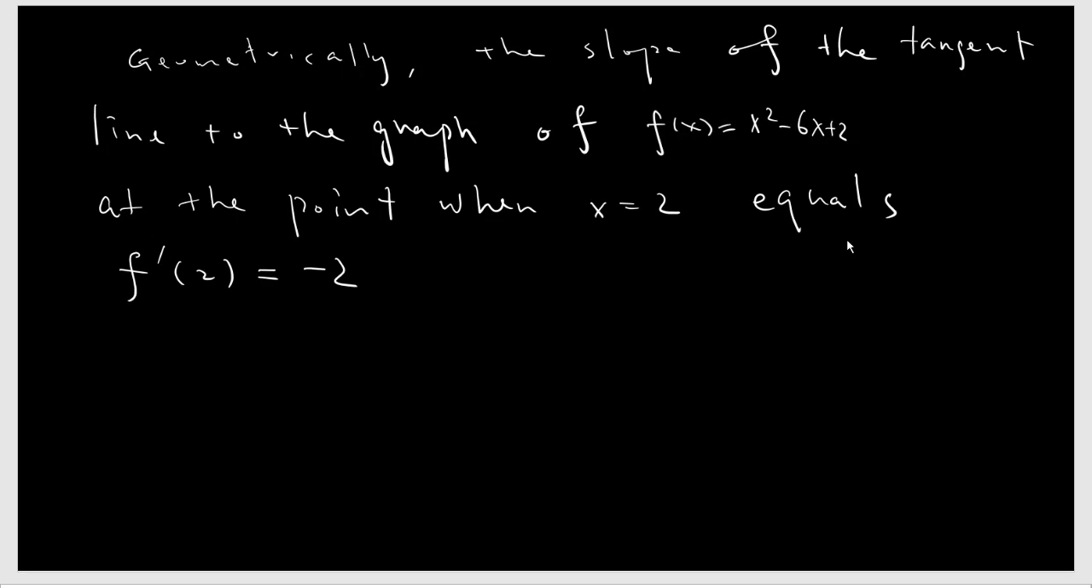I told you the geometric meaning. The geometric meaning of the derivative of the function at 2 is the slope of the tangent line. The tangent line is the line passing through the point when x value is 2.